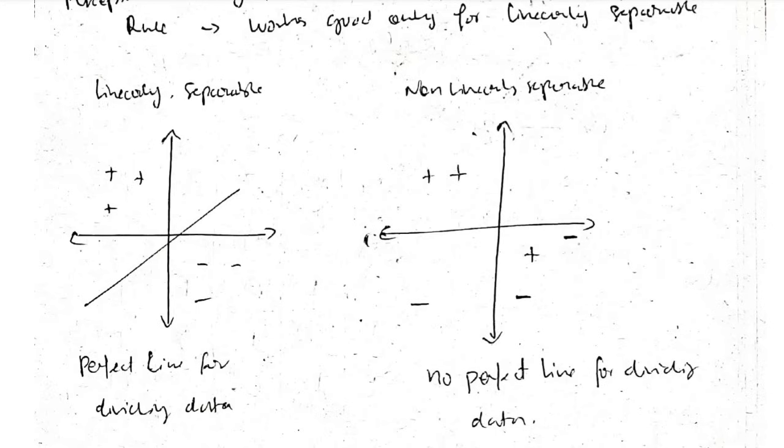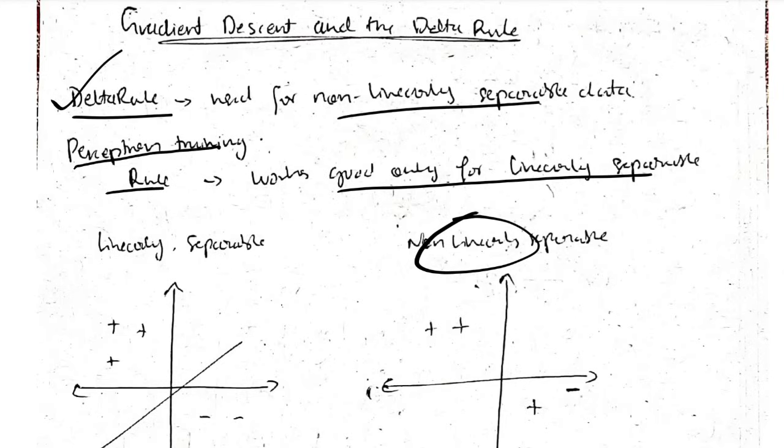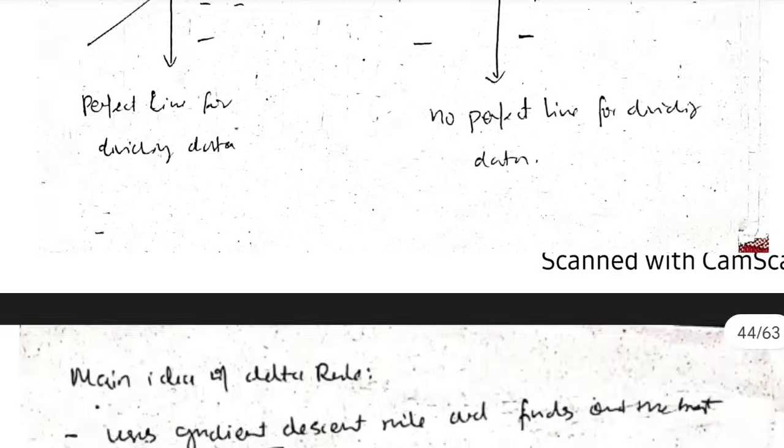That is non-linearly separable data. For the data which is non-linearly separable, we'll be using the delta rule, and we'll be using the perceptron training rule, which we just studied in the previous topic, just for the linearly separable. Delta rule is for the non-linearly separable. You got the difference. Then we'll be seeing more about gradient descent.